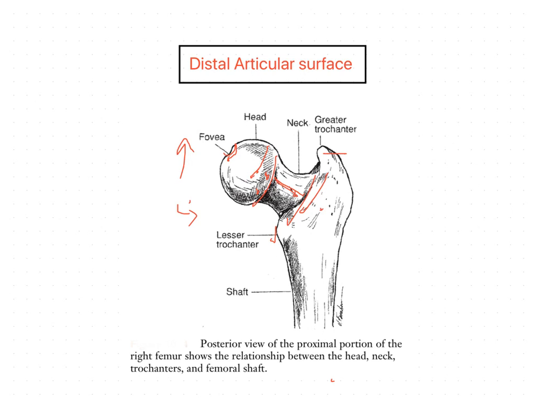So this is the main distal articular surface in the hip joint. The distal articular surface of the hip joint is the head of the femur, which is covered by hyaline cartilage. In the next session, we are going to see the angulation of the femur and how this angulation affects the stability as well as the position of the hip joint. Thank you.